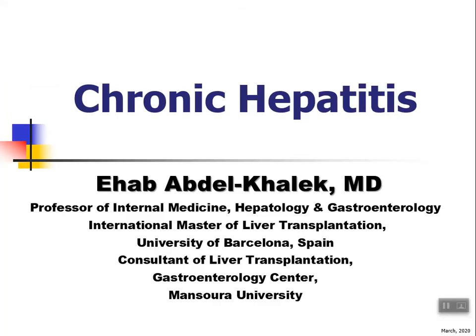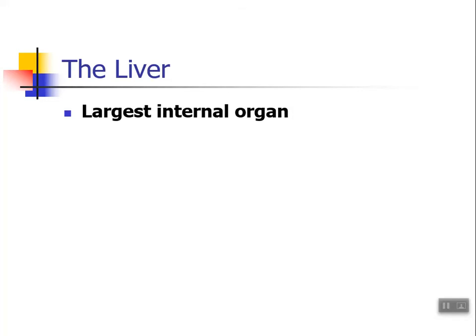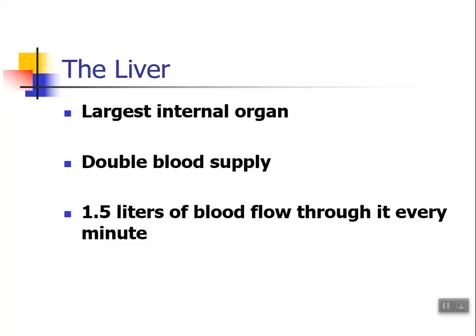Our lecture today is about chronic hepatitis. This is our agenda. The liver is the largest internal organ with double blood supply, 1.5 liters of blood flow through it every minute.